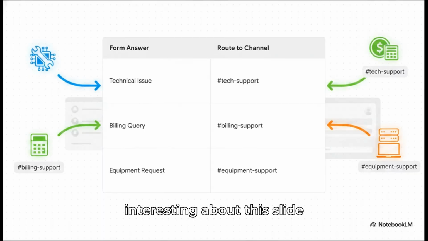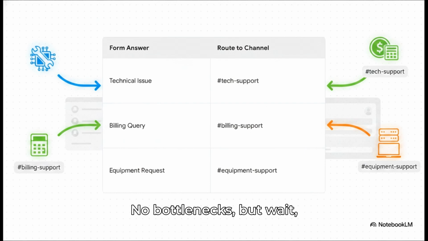Now, what's really interesting about this slide is how conditional branching perfectly directs requests to the right experts without any human intervention. It's like a traffic cop for your IT requests. You can set up logic that looks right at that issue type field we just made. If the user selects technical issue, the workflow routes the whole thing straight to the tech support channel. If it's a billing query, it sends it over to billing support. Equipment request goes right to equipment support. The ticket lands exactly where it needs to go instantly.